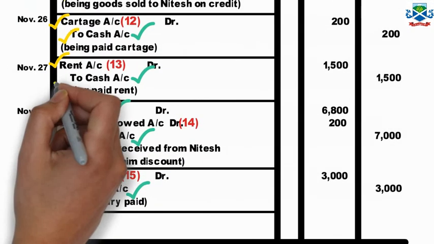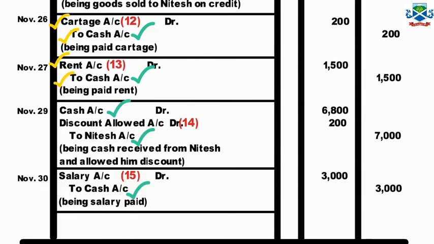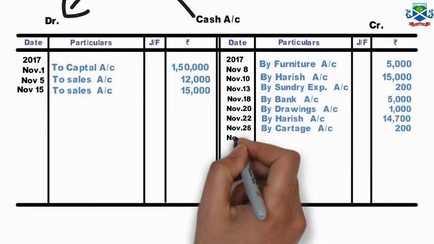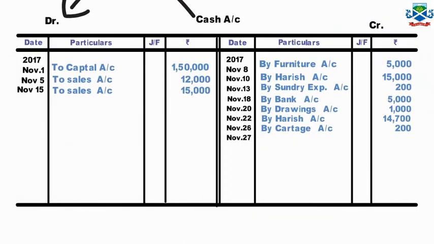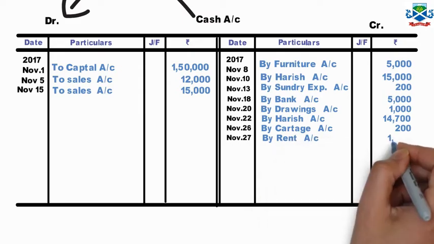And now cash is credited by rent. So the cash account we already have. We go to the cash account, November 27, by rent account, 1,500.